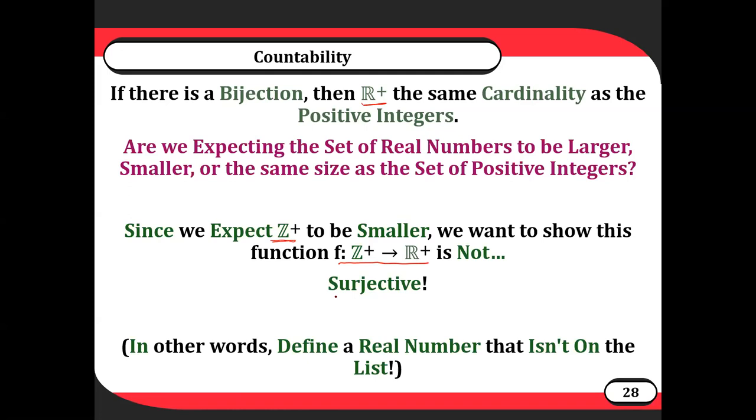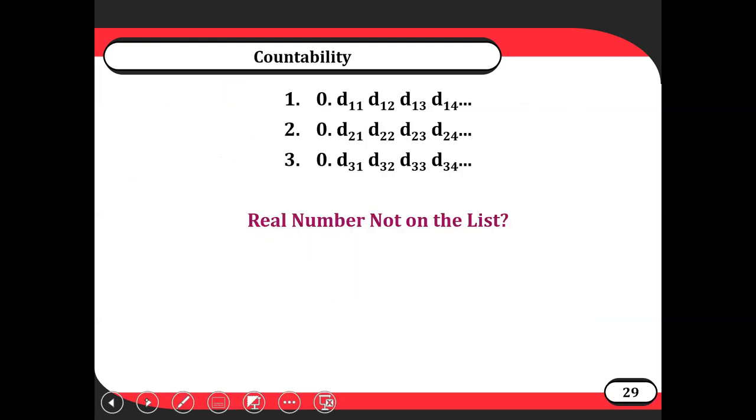And if it's larger, that means the function is not surjective, which means we can find an element of the positive reals that is not mapped to. So define a real number that isn't on our list. But our list is arbitrary numbers, so how we find it is a little bit tricky. We have this arbitrary list. How are we going to define a number that's not on the list?